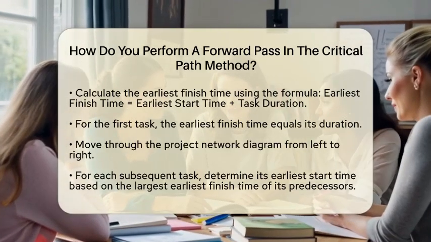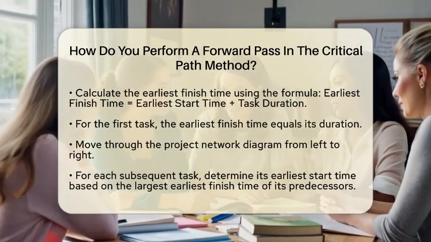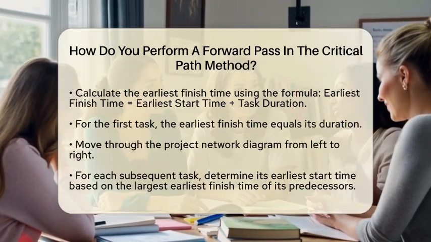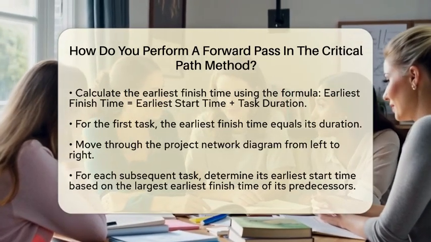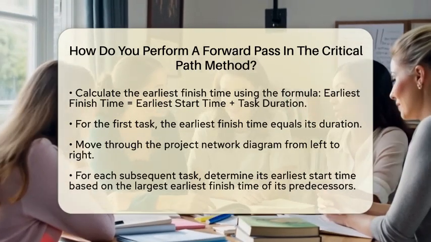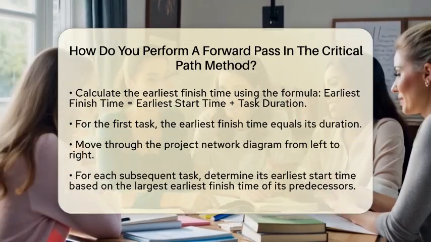You will go from left to right in your project network diagram. For each subsequent task, determine its earliest start time. This is done by taking the largest earliest finish time from all its immediate predecessor tasks. This ensures that the task cannot start until all its dependencies are complete.